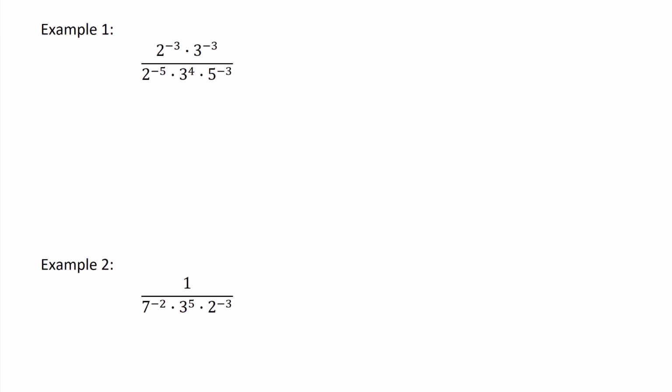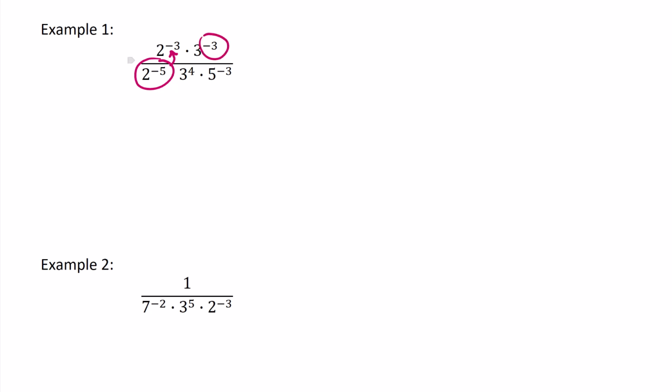So if we have a base that matches in the numerator and denominator, but both exponents are negative, we want to shift the greater or larger negative number across to the other side. So in this case, if we have 2 to the negative 3 over 2 to the negative 5, we would want to shift 2 to the negative 5 up, because then we'd have negative 3 plus 5 in the exponents.